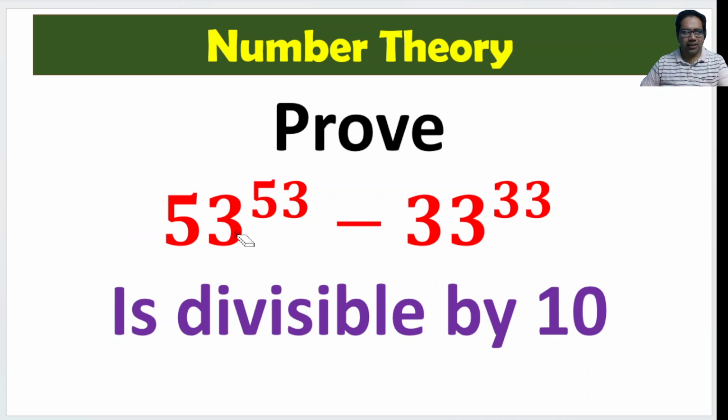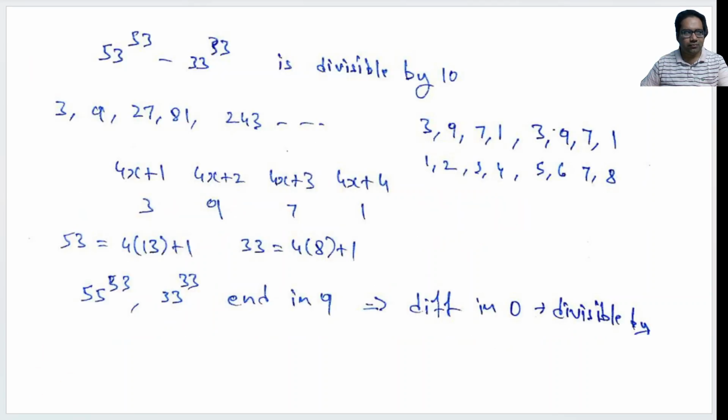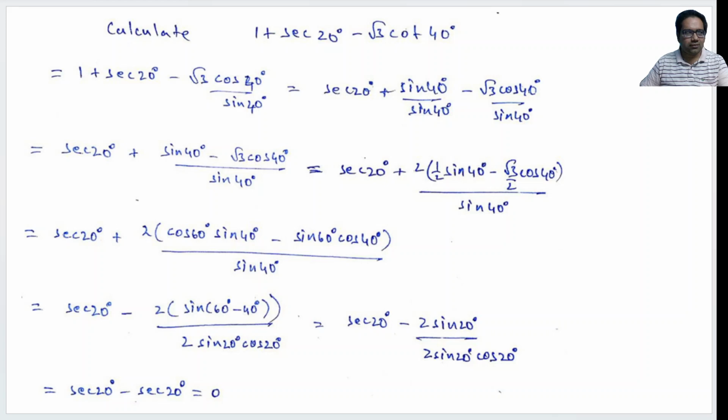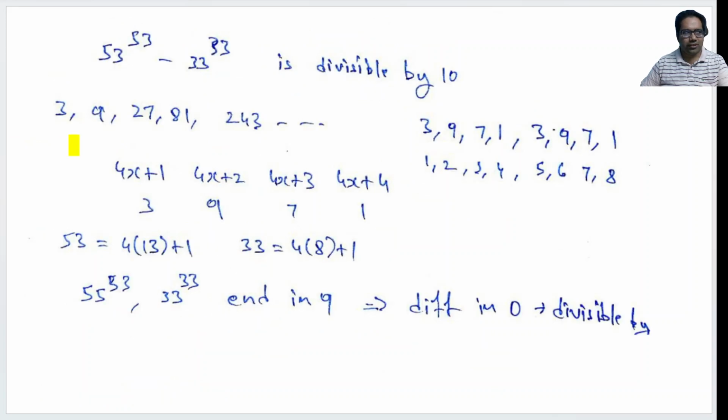Now, these two numbers are ending in 3 only. So let us see what happens with powers of 3. 3 power 1 is 3. 3 square ends in 9. 3 cube is 27, so it ends in 7. 3 power 4 is 81, so it ends in 1. After that, the cycle repeats.